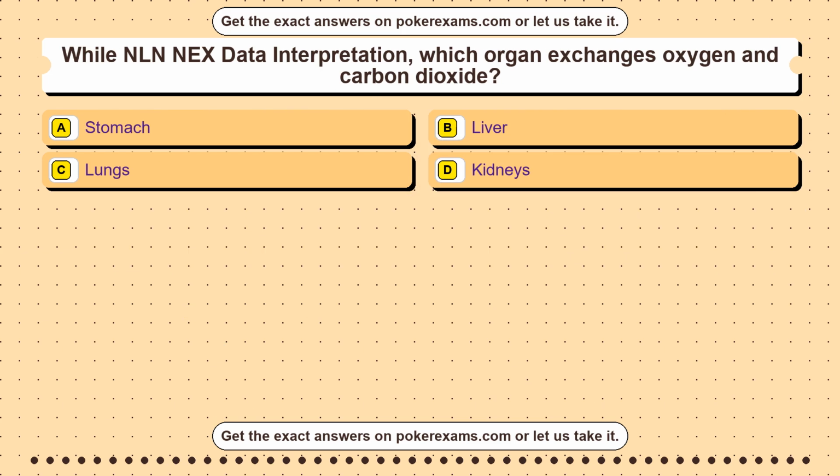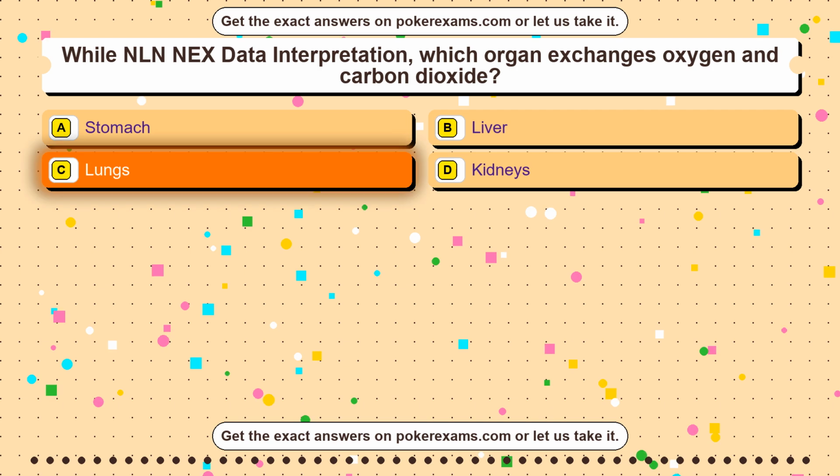Question 47. While NLN NEX Data Interpretation, which organ exchanges oxygen and carbon dioxide? Option A, stomach. Option B, liver. Option C, lungs. Option D, kidneys. The correct answer is option C.